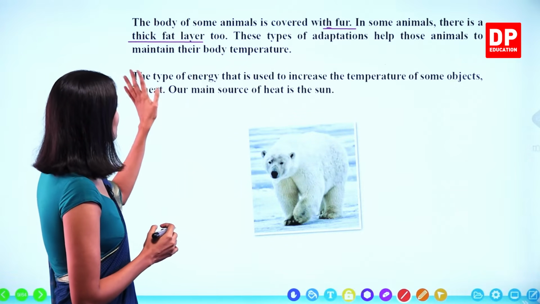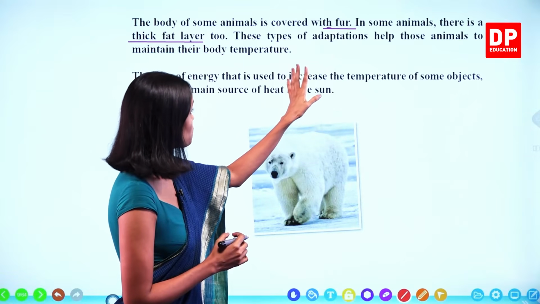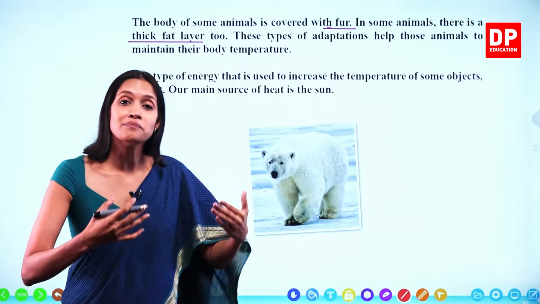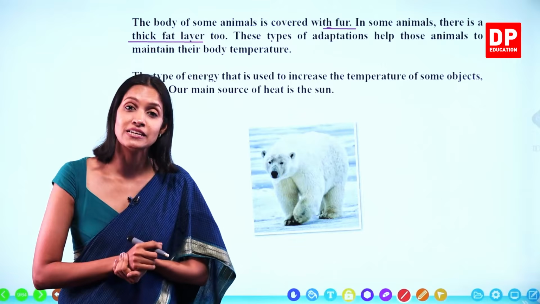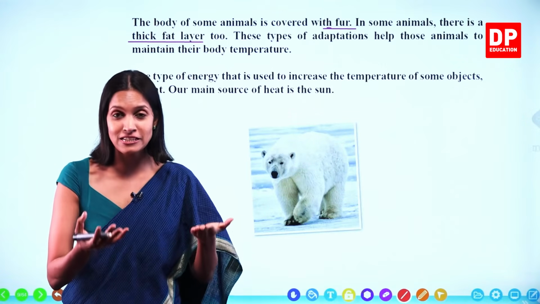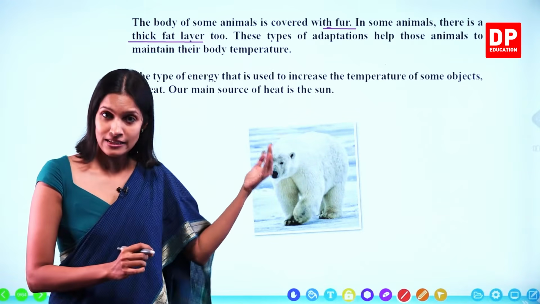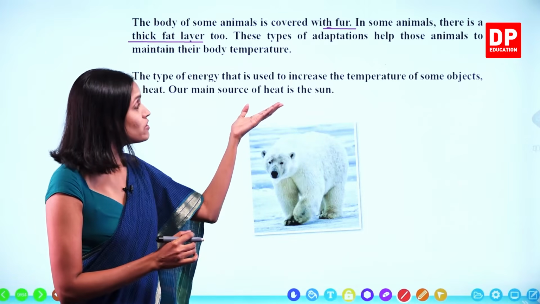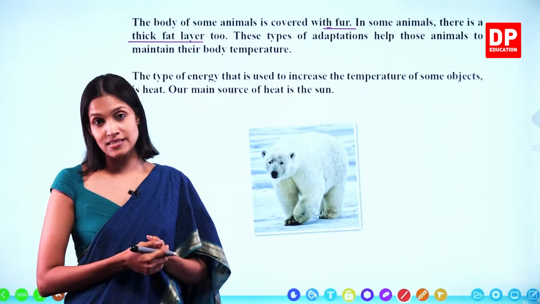The type of energy that is used to increase the temperature of some object is heat. Right? The temperature of the object is increased because of the heat. When we provide heat to a certain object, its temperature increases. Now we are going to learn about these things in this lesson using activities. Okay, children? So when we provide heat to an object, its temperature increases.